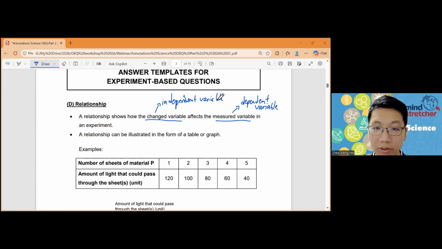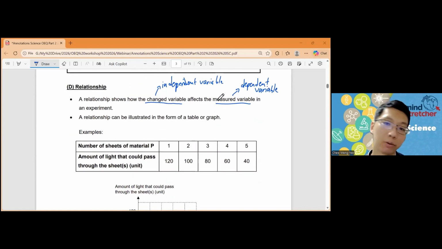A dependent variable cannot always be directly measured, right? It can. Okay, Gabriel, it can. Like for example, let's look at this relationship. I think all of you will have seen relationship kind of questions if you have done your practice. And all of them can be in the form, you can always determine a relationship based on the data given, which are in the form of table or graph.